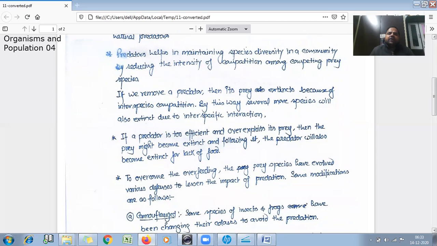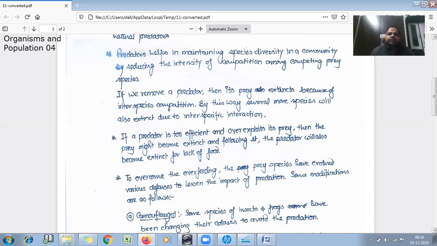It means if we remove a predator from an ecosystem or a geographical area, then its prey also goes extinct because of a lot of competition. The species will be extinct, and several more species will also go extinct because there is interspecies interaction among the species. And if a predator is too efficient in exploiting its prey, then the prey might become extinct, and following it, the predator will also become extinct for lack of food. It means there should not be overfeeding of prey by the predator.